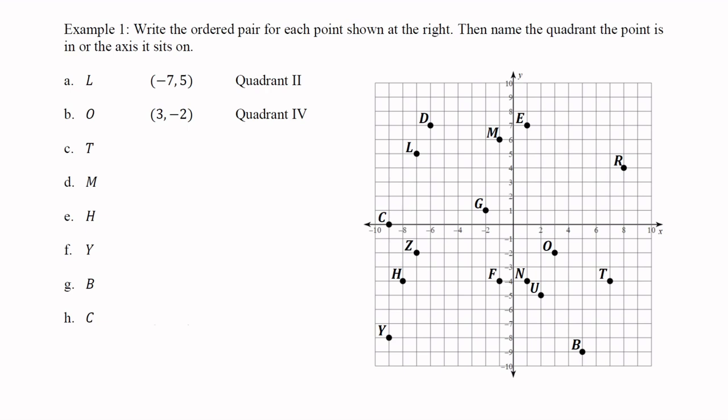T is 7 units to the right and 4 units down, so that makes it (7, -4), and that's also in quadrant 4. M is 1 unit to the left and 6 units up, so (-1, 6), that places us in quadrant 2. H is in the third quadrant.